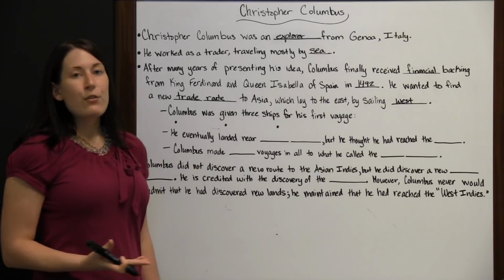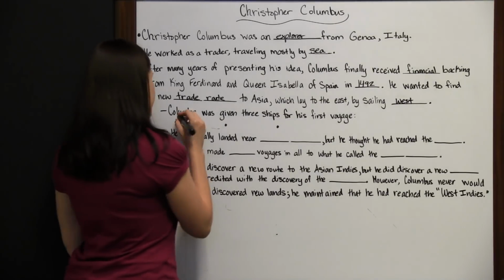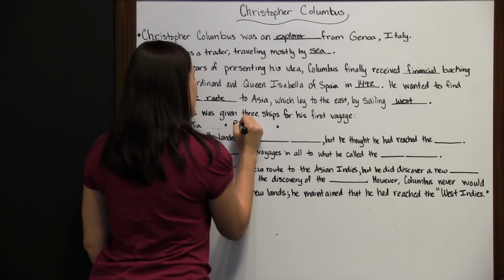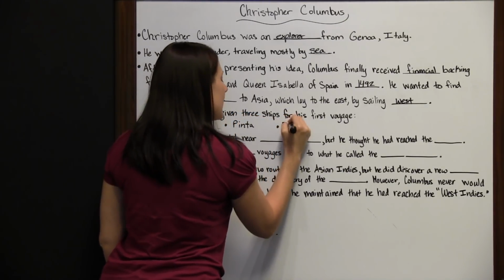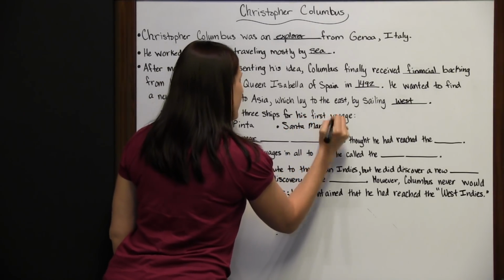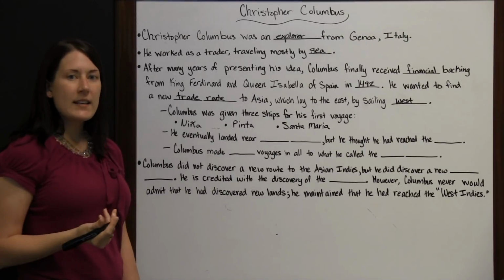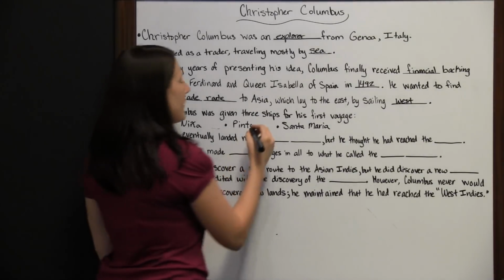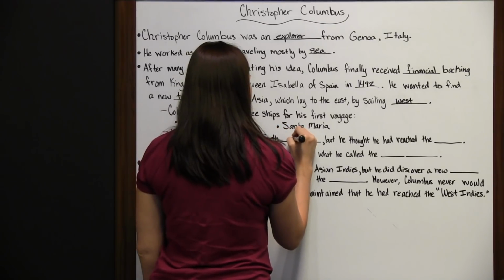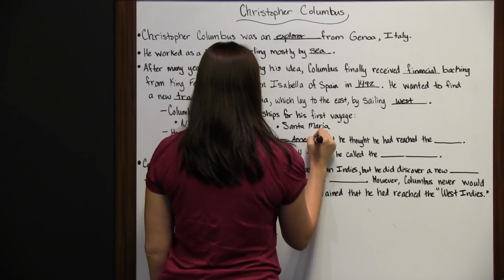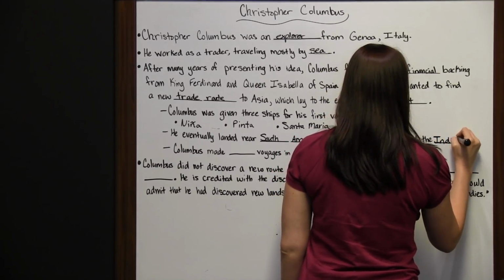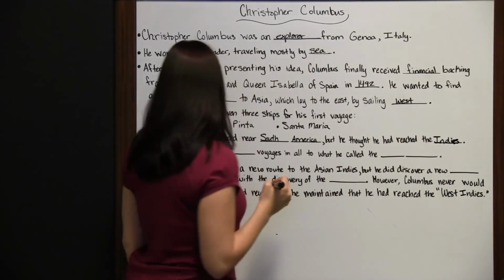So Columbus was given 3 ships for his first voyage: the Nina, the Pinta, and the Santa Maria. And he eventually landed near South America. But he thought he had reached the Indies, which is what they called Asia at that time.